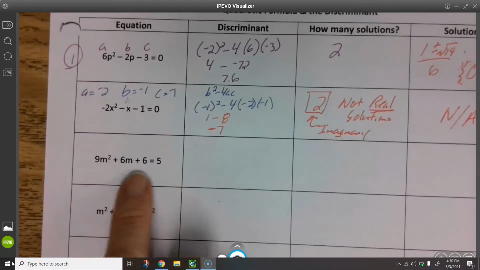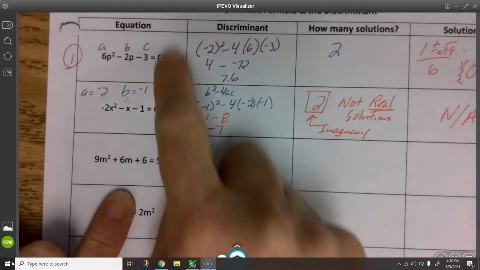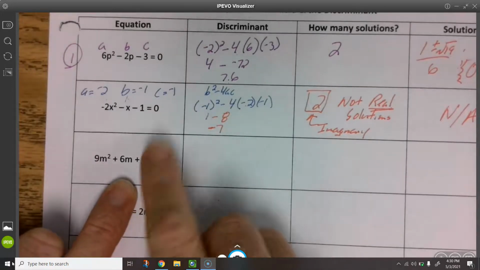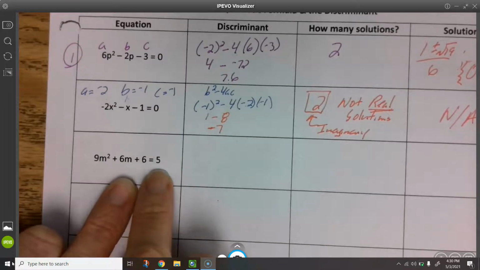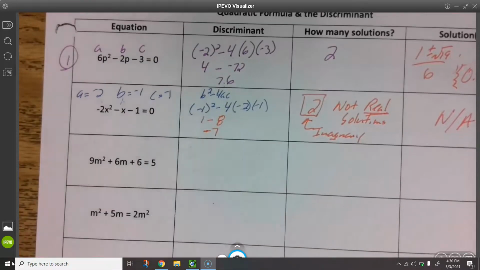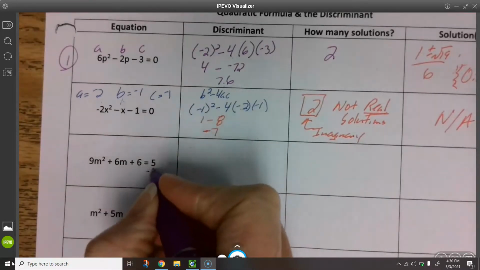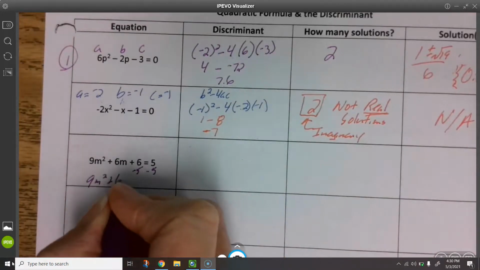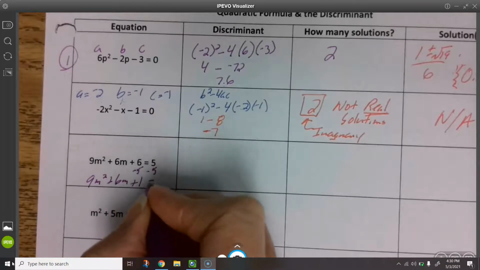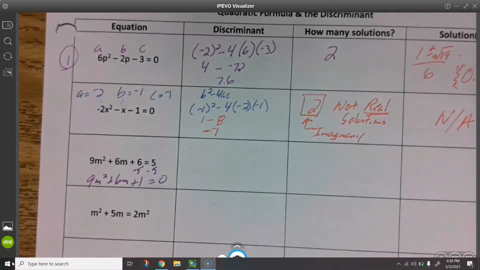Okay, let's look at number 3. Now look at number 3 compared to 1 and 2. What do you notice? See how these are equal to 0? This one is not. This one is equal to 5. So the first thing we have to do is get this equal to 0. So I'm going to subtract 5 from both sides, and I get 9m squared plus 6m plus 1 is equal to 0. And it makes a huge difference.